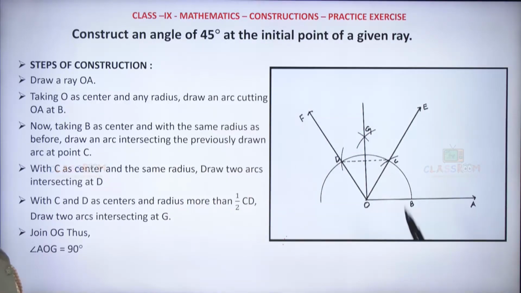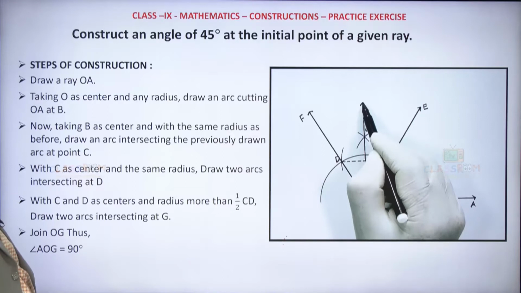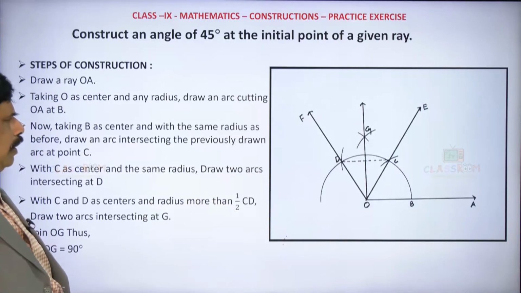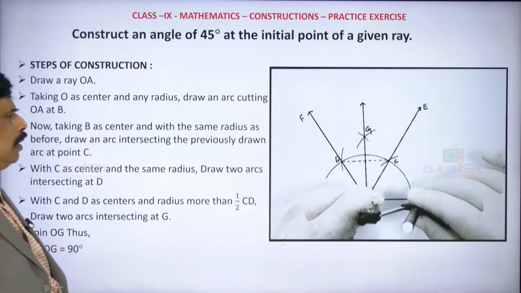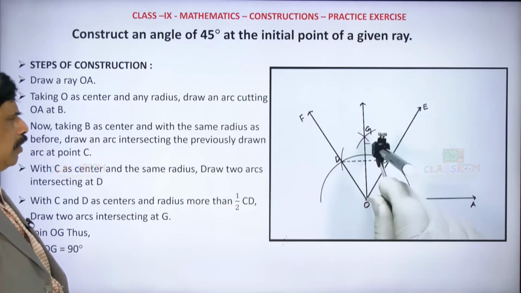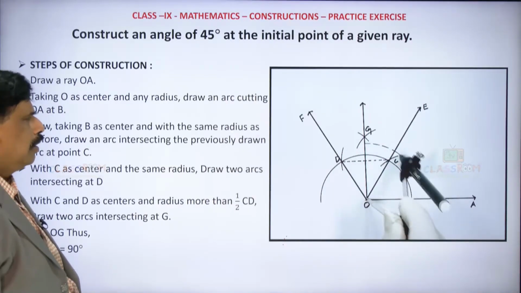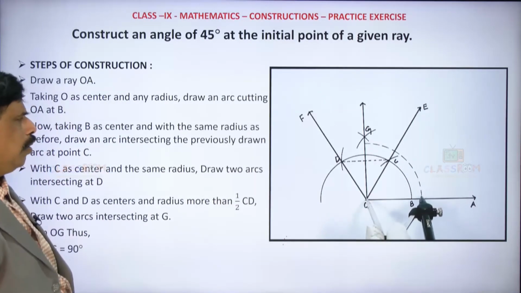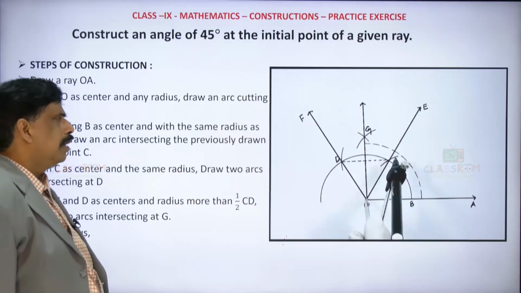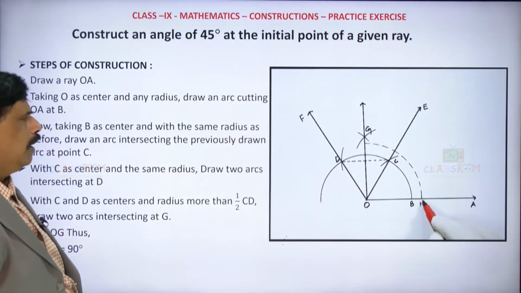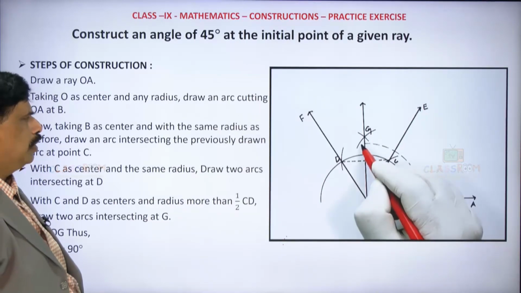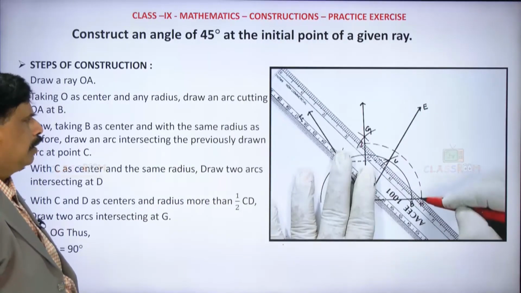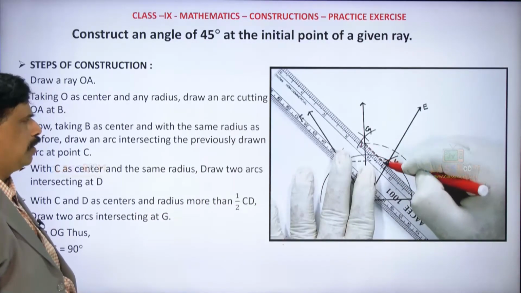So we get angle AOG as 90 degrees. This we know already, AOG is 90. Clear? Now what we have to do is, with O as center and some convenient radius, draw an arc which intersects OA at H and OG at I. Now join HI, and take a radius more than half HI.